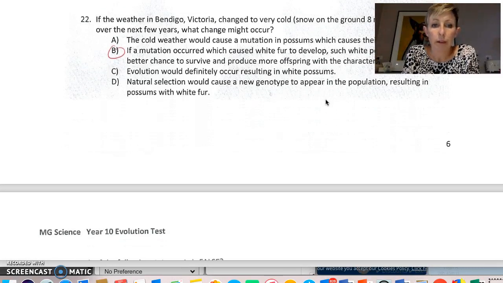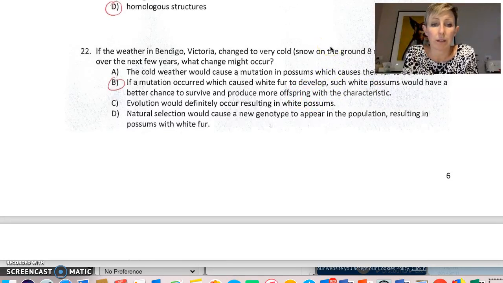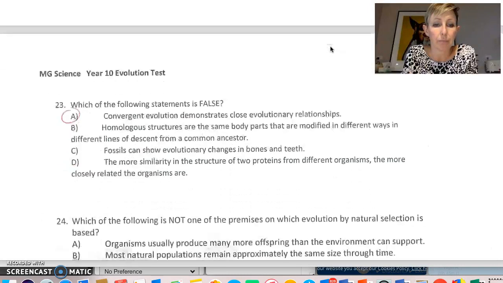If the weather in Bendigo, Victoria, changed to very cold, snow on the ground 8 months of the year, over the next few years, what change might occur? And the answer to this one is B. If a mutation occurred which caused white fur to develop, such possums would have a better chance to survive and produce more offspring with this characteristic. Okay, the answer there is B.